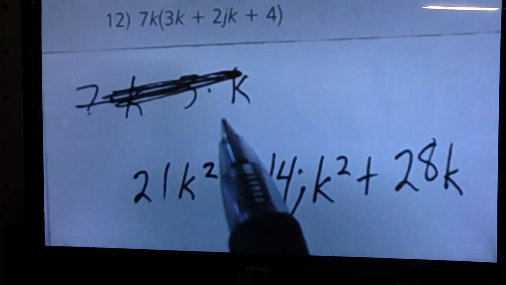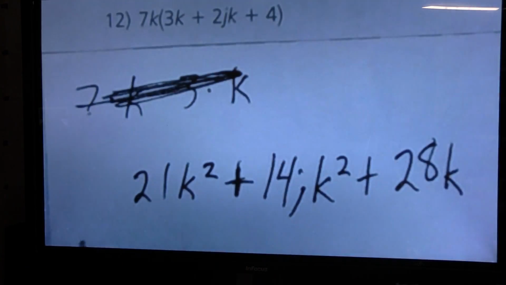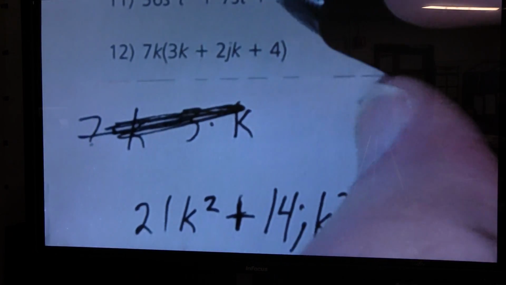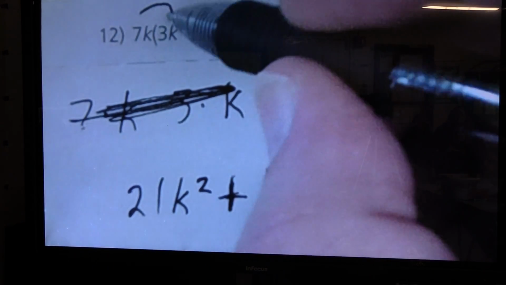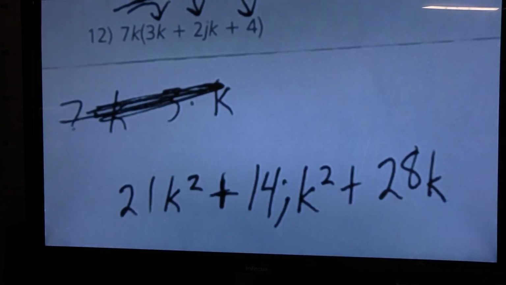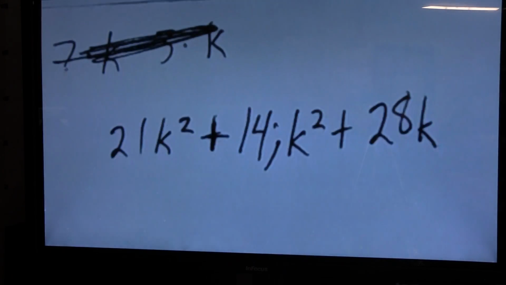So I was able to rewrite this expression a different way simply by going in and multiplying each of those terms by the same factor, 7k, and that's what it gave me here. That's what it gave me here. Now, I want to point something out because I've been having students make this error, and I want to squash that error right now, okay?